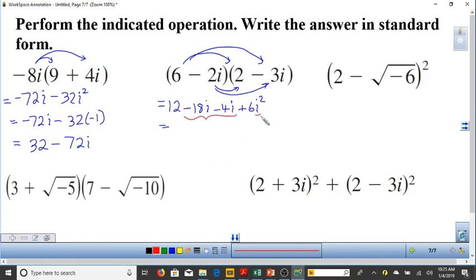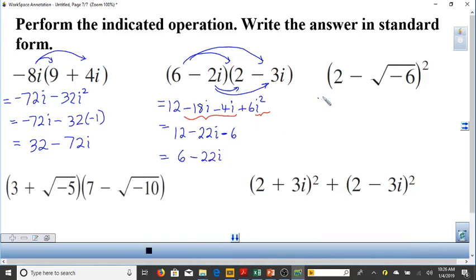And this is negative 1. i squared is negative 1. So you end up with 12 minus 22i, and then minus 6 because i squared is negative 1. And then combining like terms again and putting the real part first, we end up with 12 minus 6 is 6, and then minus 22i. And that is our answer.